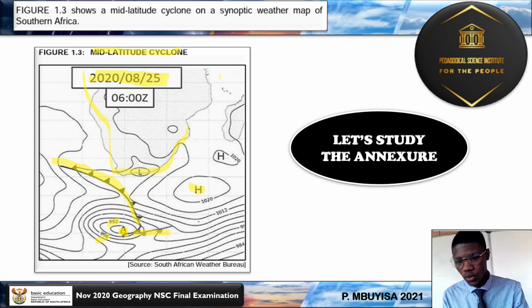And let's just look at what questions they are going to ask us from there. So when we say study your synoptic weather map, that's what we're saying. Look at the features that are shown, predict what they may ask you, or rather identify features from this weather map, before you actually look at the question and try to see what they will be asking you. Let's get to question number 1.